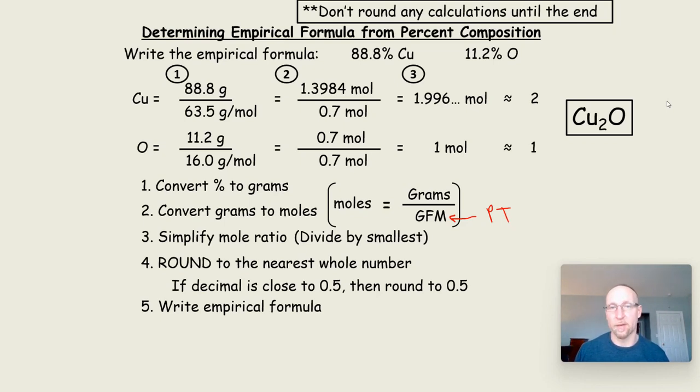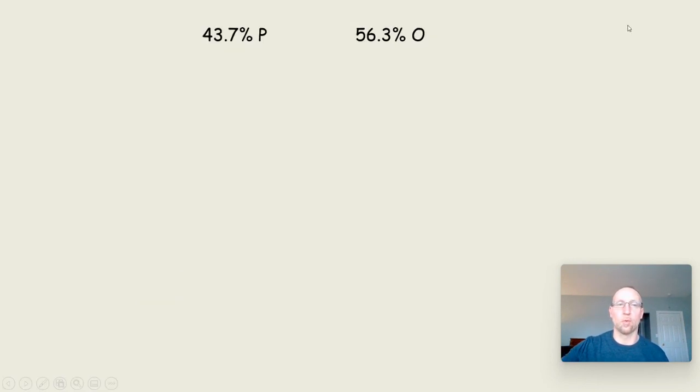And then we can finally round. Now we round off our amounts to the nearest whole number, and that's going to be our ratio. So we can now write our empirical formula. Remember, don't round any of the calculations until the end. Only round off at the end, and then go to your nearest whole number. So let's look at one more.